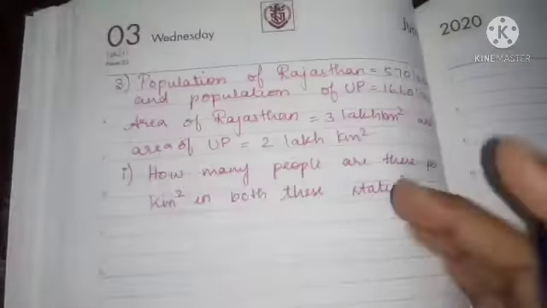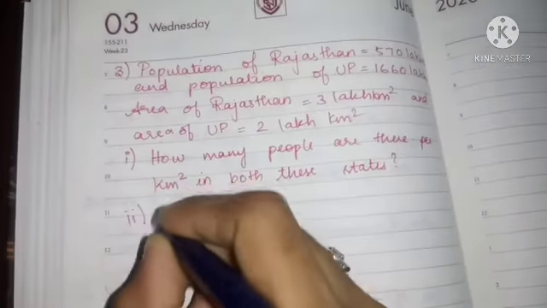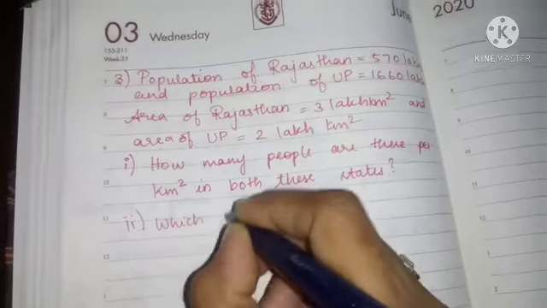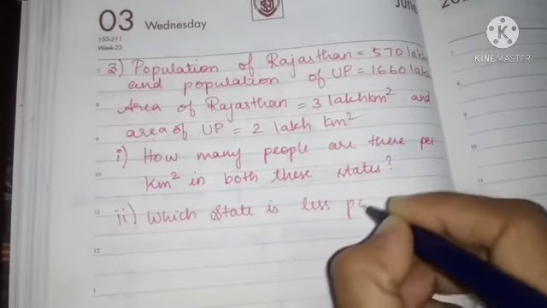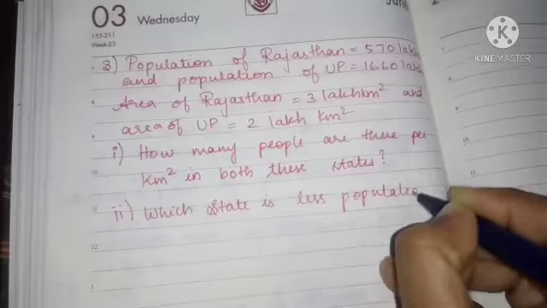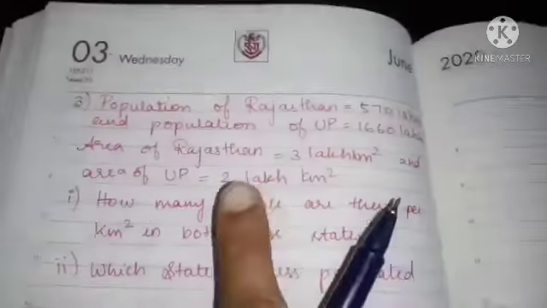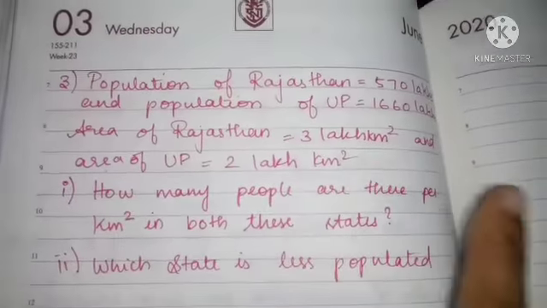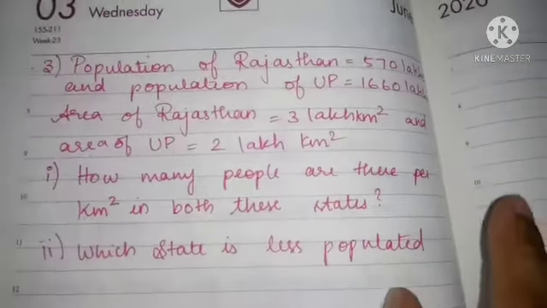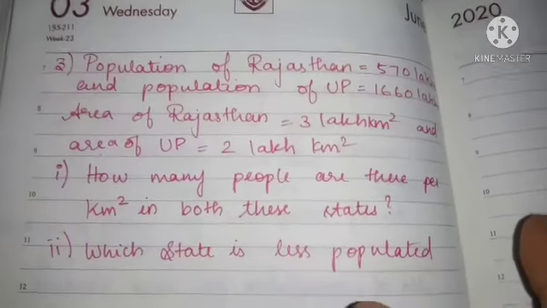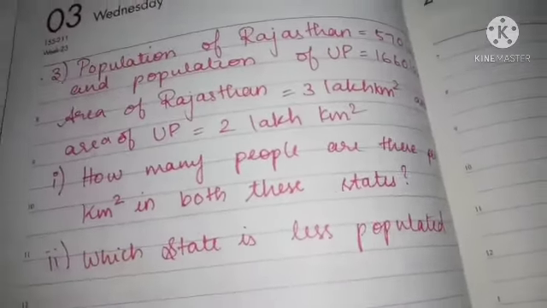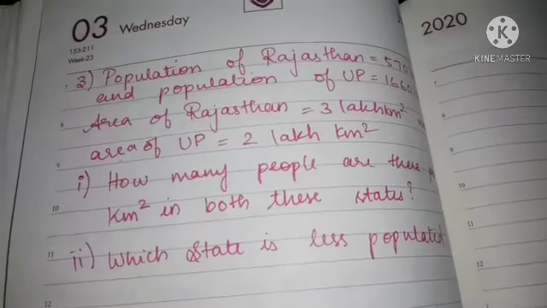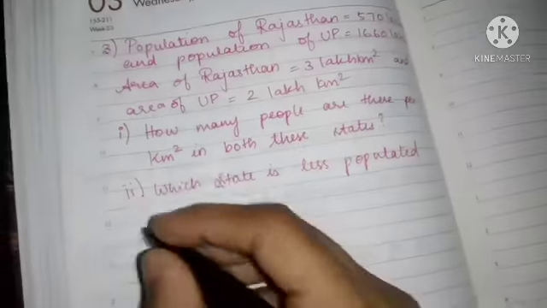Both they are asking. Second thing, which state is less populated? If you get the figure for 1 kilometer square for both the states, we can compare easily which state is less populated. Populated means how many people are living in that state, right? Now we'll write the solution for that.